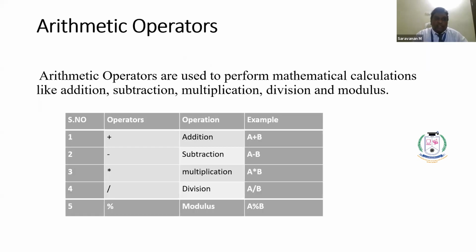Now the first one is the arithmetic operator. It is very simple: addition, subtraction, multiplication, division, and modulus. Modulus is the only one to note, because you get the remainder. For example, 5 divided by 3, what is the remainder? If you want to get the remainder, you use the modulo operator, right?